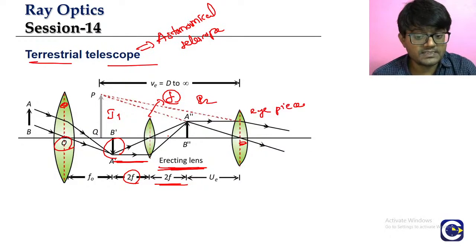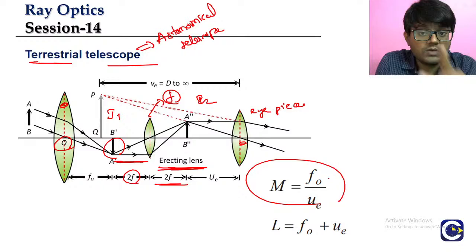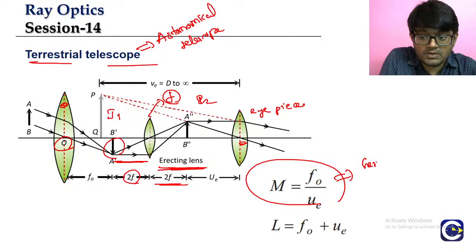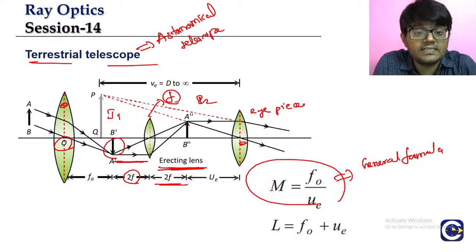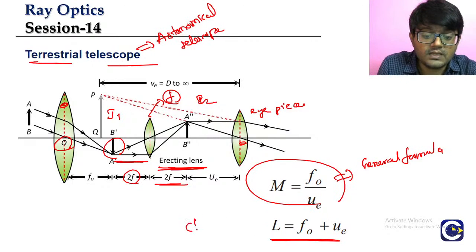So you know what happens? Remember the general magnification formula we talked about. What is it? M is equal to what? FO by FE. This is the formula, right? This is the general formula we talked about for the astronomical telescope. That will be as it is. Only the thing that will change is the length. Length of the telescope will change.